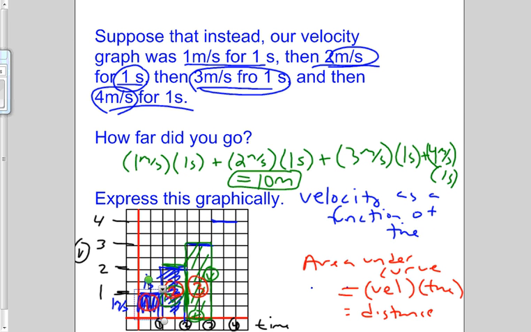And the last one, just to finish it out, from 3 to 4 seconds, I'm going 4 meters per second for 1 second. And so that area is an area of 4. And so the total area under the curve, if we add up all those, is the same thing as we get above: 1 plus 2 plus 3 plus 4, which equals 10. So the area under the curve, when we're talking about velocity and time, is our distance.